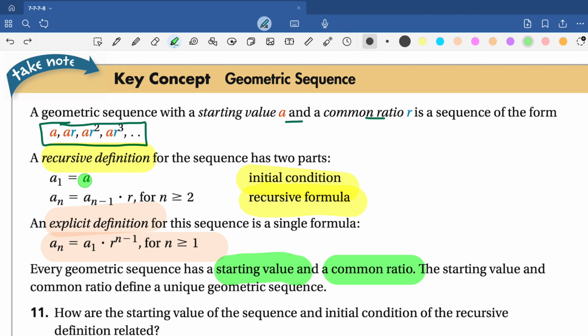Okay? Because your first term is already written there, it doesn't make sense to put n is equal to 1 as your following term. The next term would have to be your second term. Okay? So that's why that says n is greater than or equal to 2.